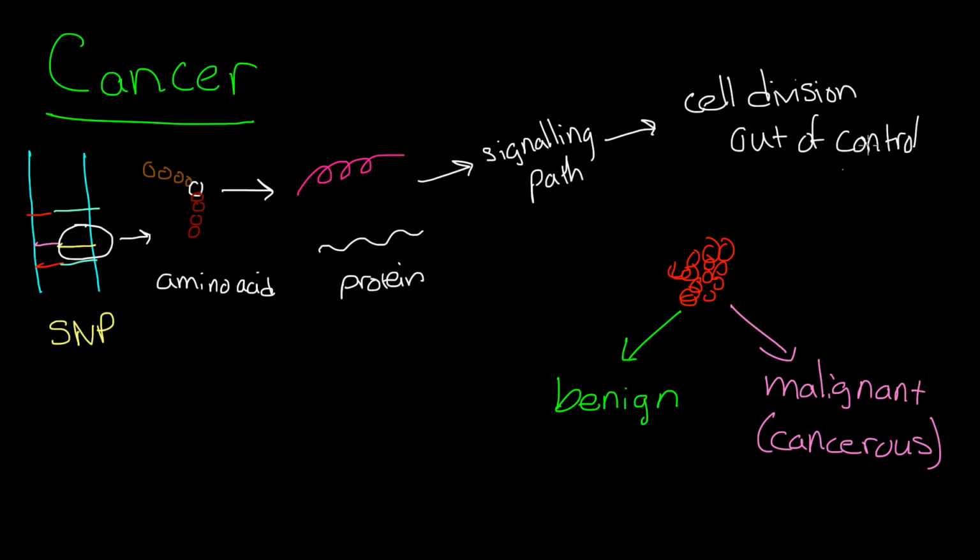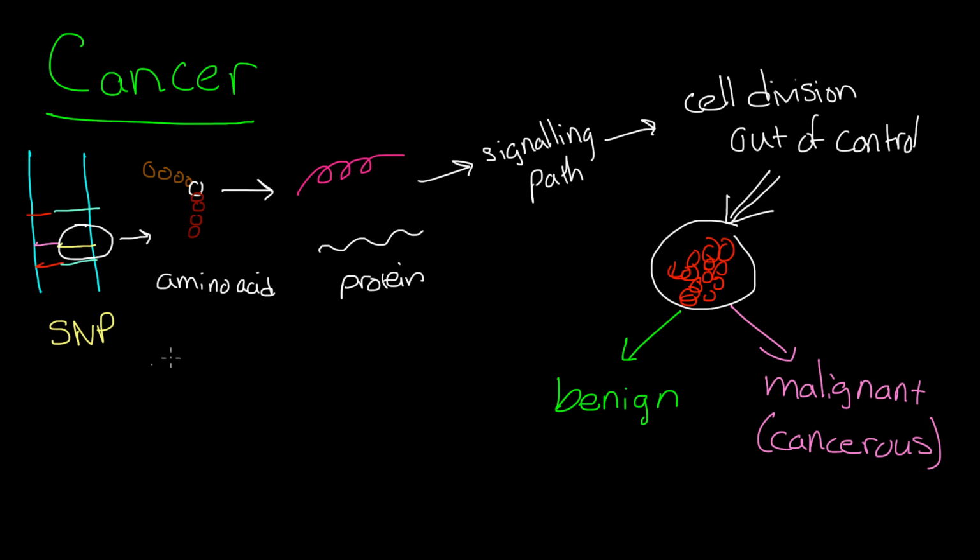Okay, so now we have cell division out of control, and we can get a ton of cells as a result of this one cell being out of control. That one cell had in its DNA a SNP, which made the incorrect amino acid, deformed a protein, caused the signaling pathway not to work correctly, caused it to divide out of control, and then we get this clump of cells, which is a tumor. And remember, not all tumors are cancerous. You can have a benign tumor that's essentially harmless, or a malignant one that is metastatic and invasive, which means that it can spread throughout the body.